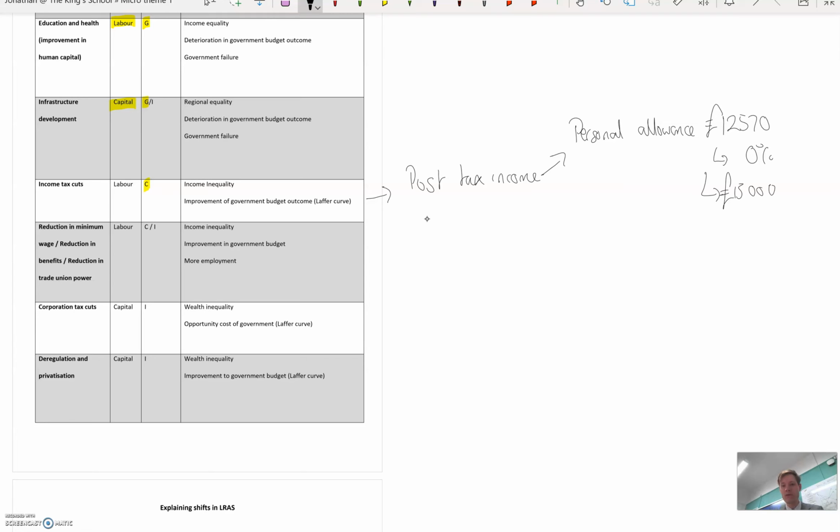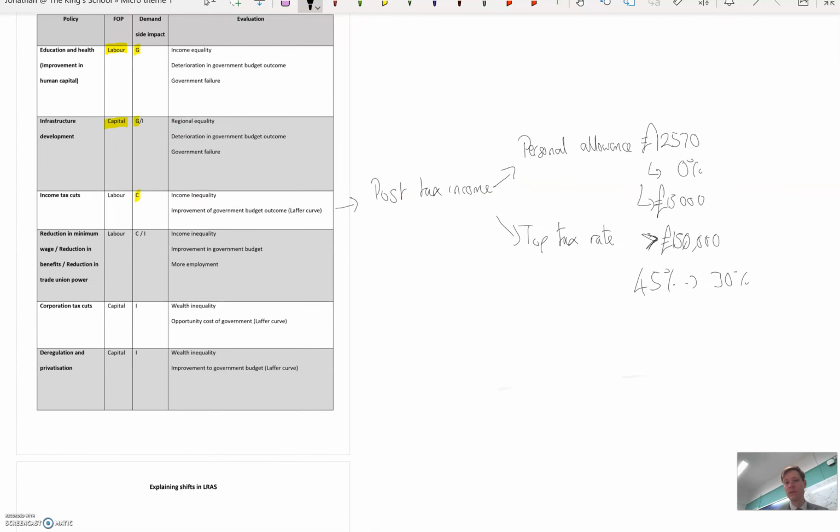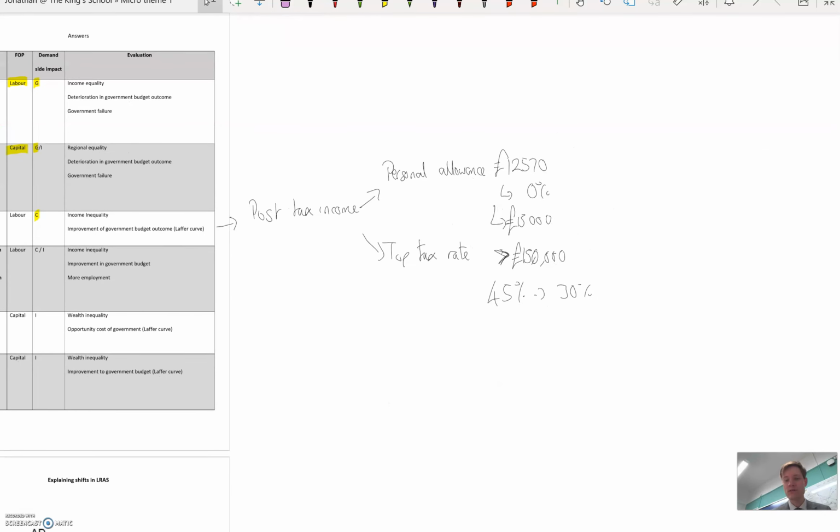That then means that everyone who's earning income is going to see a lower tax rate, with a disproportionate impact on the lower income earners. You could also do something else, which is to lower the top tax rate. So we've got a 45% top tax rate above £150,000. We could drop that tax rate to say 30%, and then you would be more incentivized as a result.